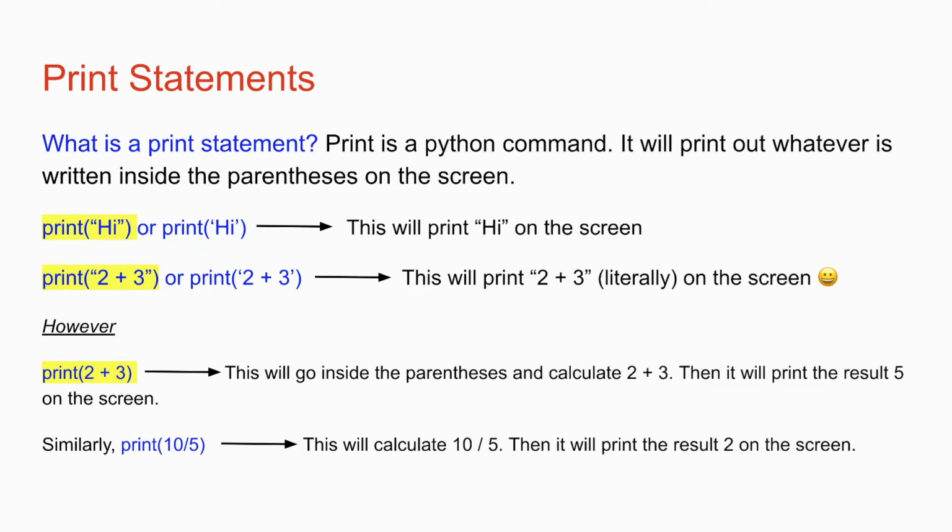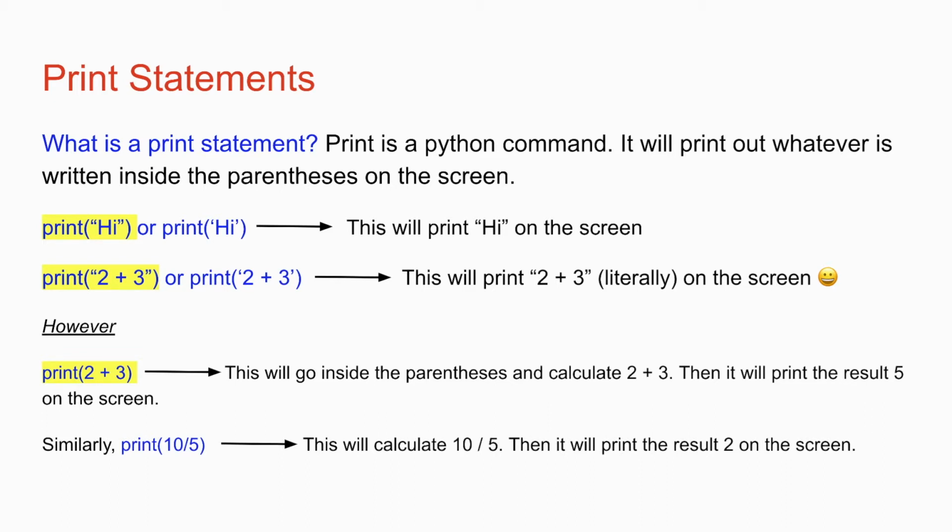Print statements. What is a print statement? Print is what we call a command in Python. It will print out whatever is written inside the parentheses on the screen. Print can be used to print out strings or a result of some kind of calculation. A string is basically a sequence of characters or text inside of quotes. Strings can be formed with single quotes or double quotes.